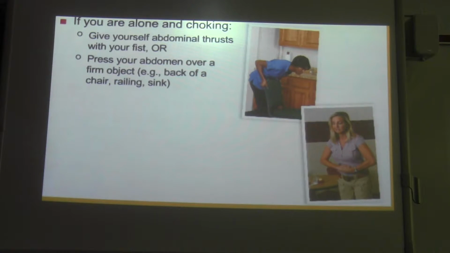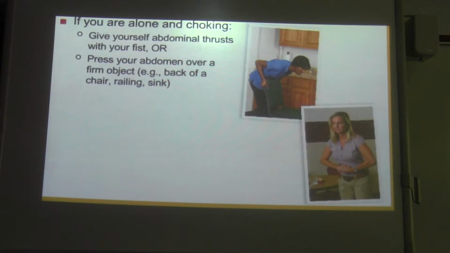If you're alone, this can be a little scary. I recently was talking to a friend who ran into this situation. They were alone, they started choking on something they were eating, and they did exactly what the lady in the top picture did. They leaned over a chair and started forcing air out of their body by banging their stomach on the chair.